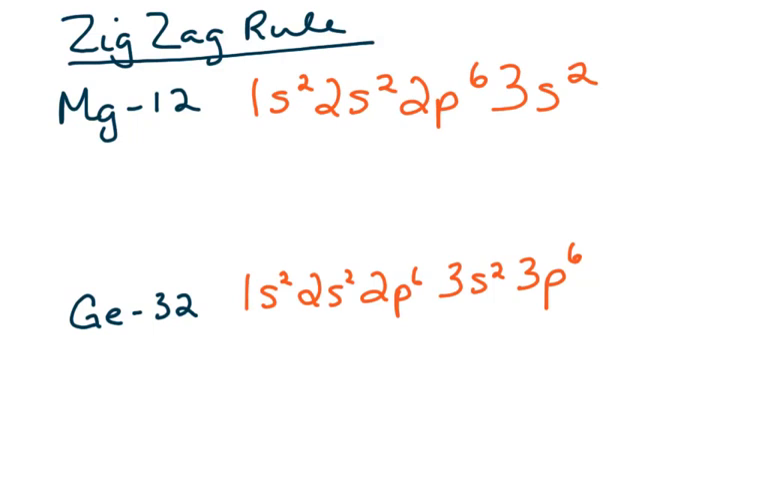And after 3p6, we put 4s, and we can put 2 in there. So now we have 20 electrons. And after 4s, it becomes 3d. And d can hold up to 10, and we're going to put 10 in there. So far I have 10, 20, 30 electrons. And now I need 2 more. So after 3d comes 4p. And we just put in the 2 we need. So that's what the electron configuration looks like for that one.